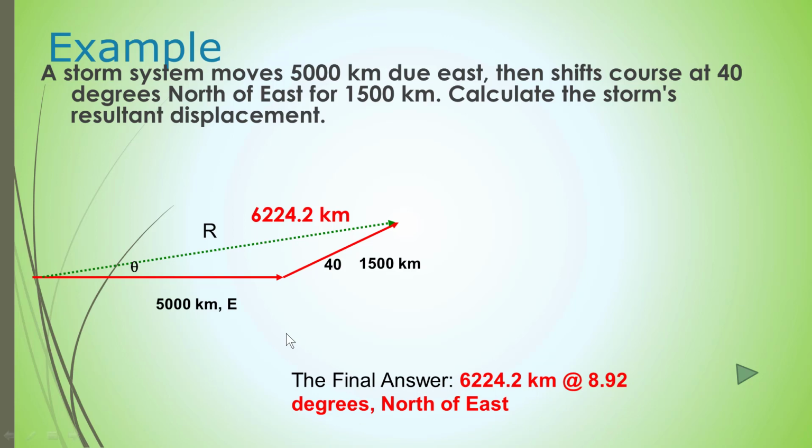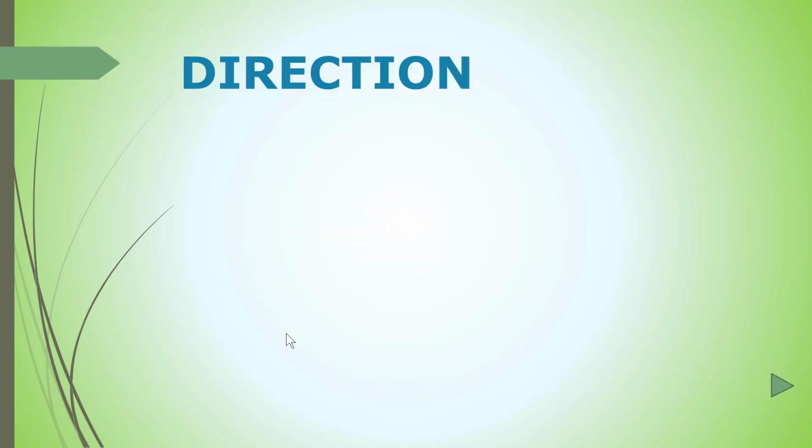So we can say that the resultant is 6224.2 kilometers at 8.92 degrees north of east. This is basically the resultant. Okay, right now you have to calculate the length of the resultant with the scale, and you have to measure the angle with a protractor. Because we are using the geometric method, the graphical method, over here we are not doing any other calculations.